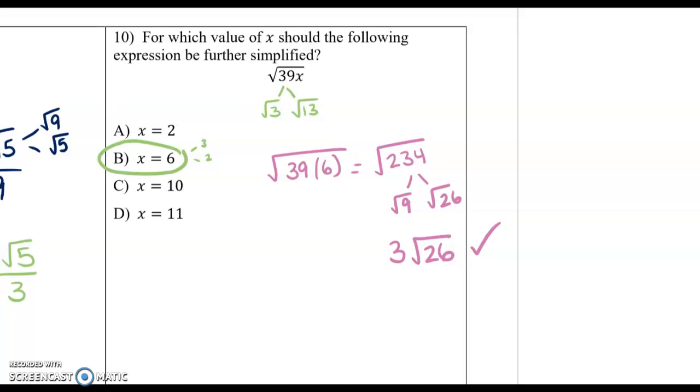It wouldn't work for 2 because there is no factor of 2 in here. There's no 2 in the 3 and 13. 10 gets broken down into 2 and 5, so that would be a 3 times 13 times a 2 times a 5. That's not going to work, and 11 is not going to work either. So you were trying to look for basically a double of a number. I have a 3 and a 13. This would give me 2 3s, which means together I'd be able to pull out the 9.